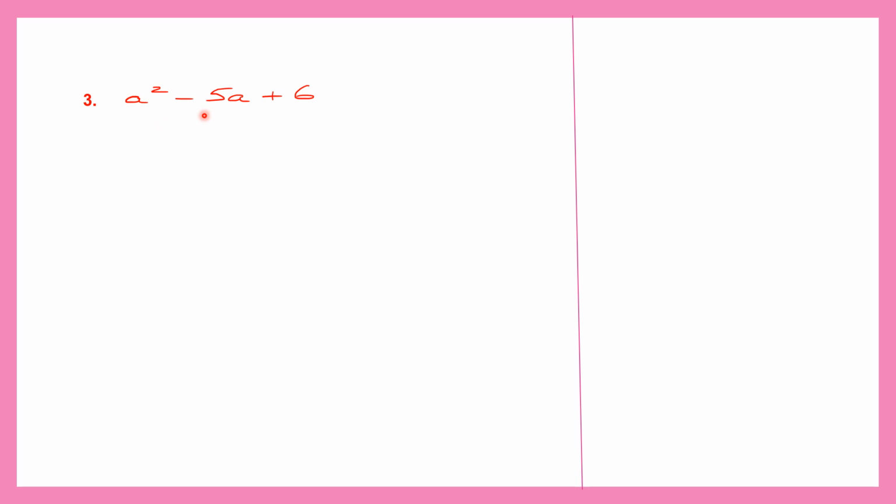Question 3, a square minus 5a plus 6. So here again, let's multiply the first term and the third term. That becomes a square into 6, which will be 6a square. Let's take the middle term, minus 5a. We have to split this in such a way that we get two numbers that add up to give us minus 5a and multiply to give us 6a square.